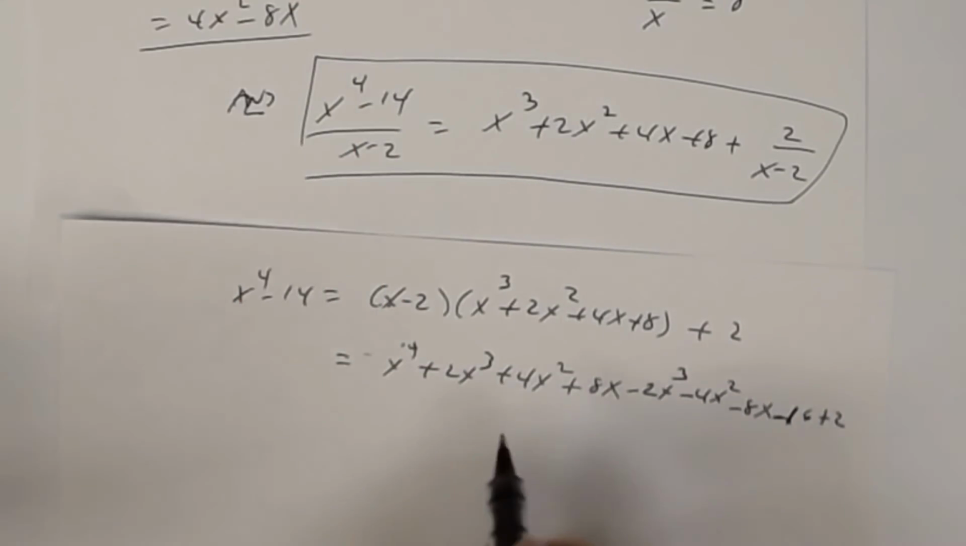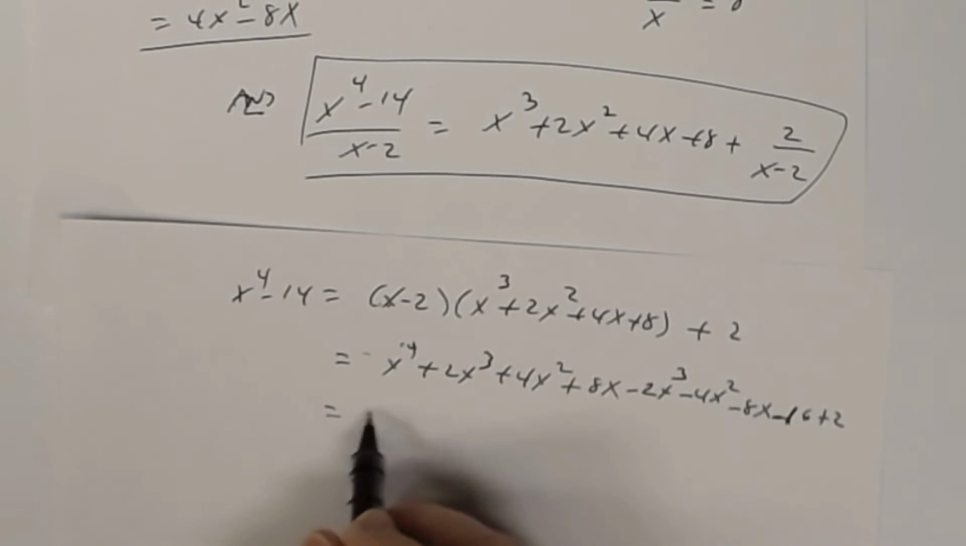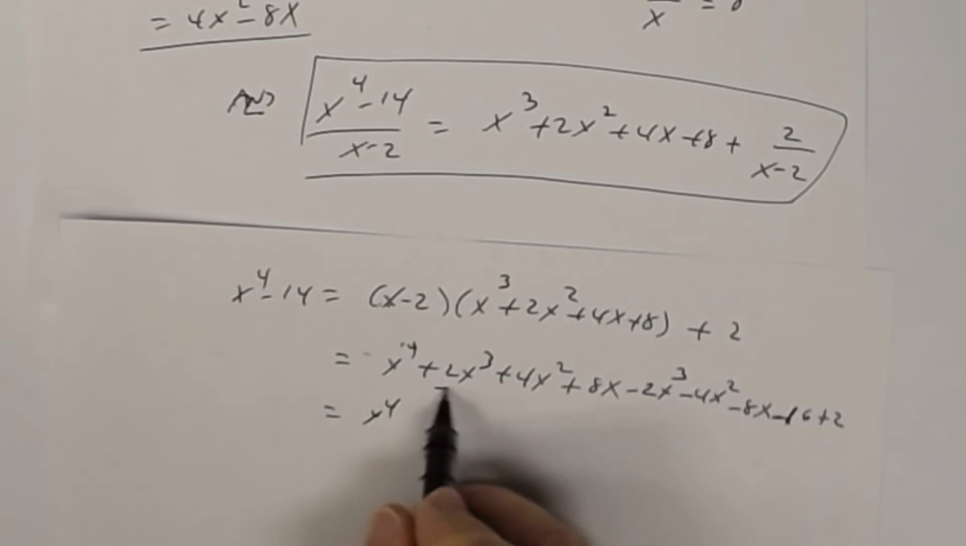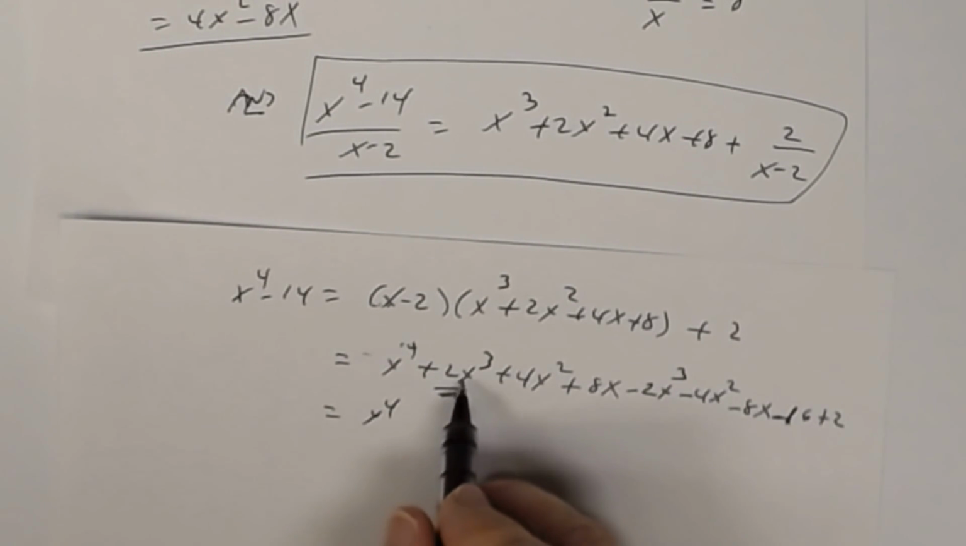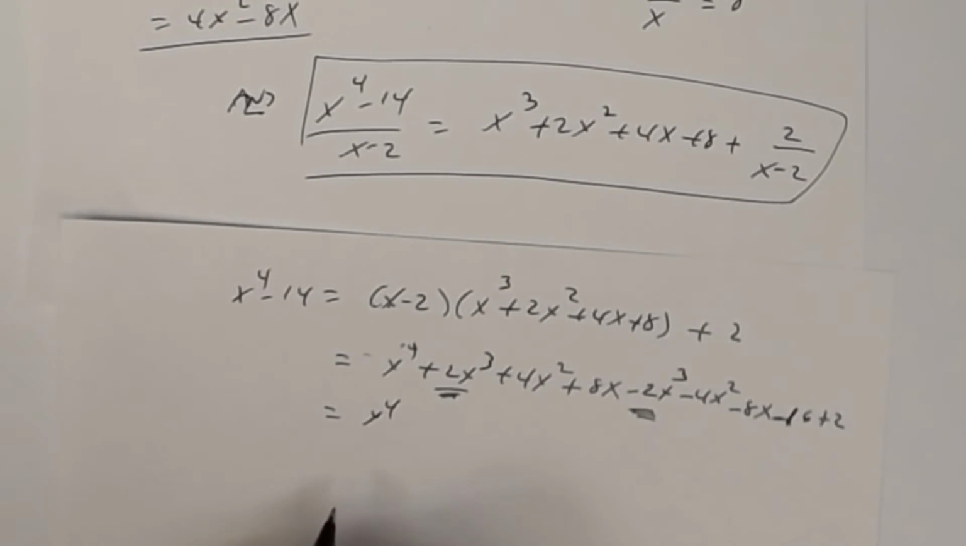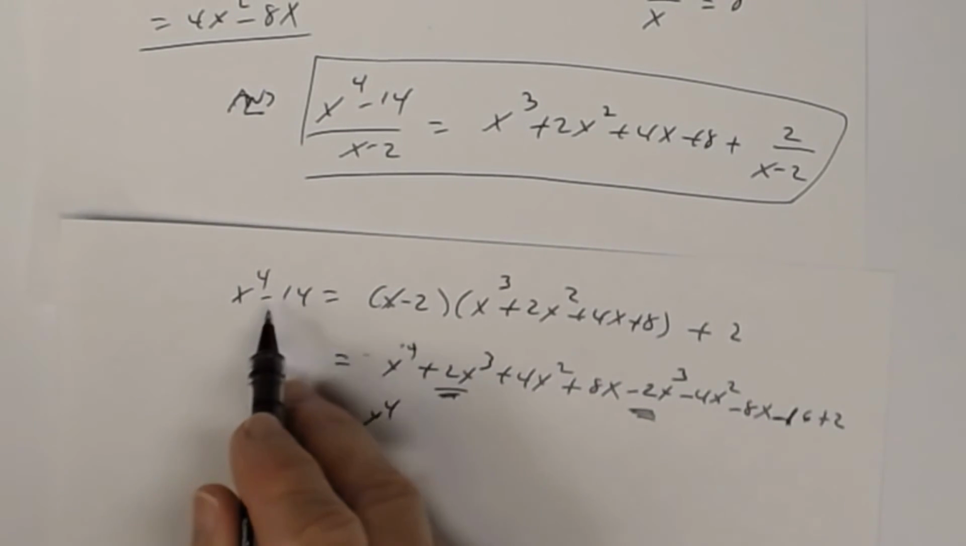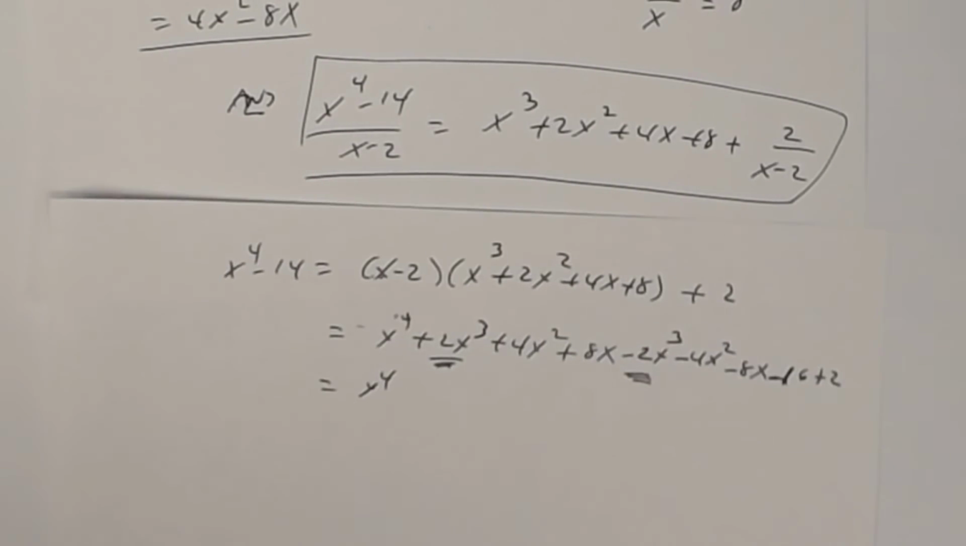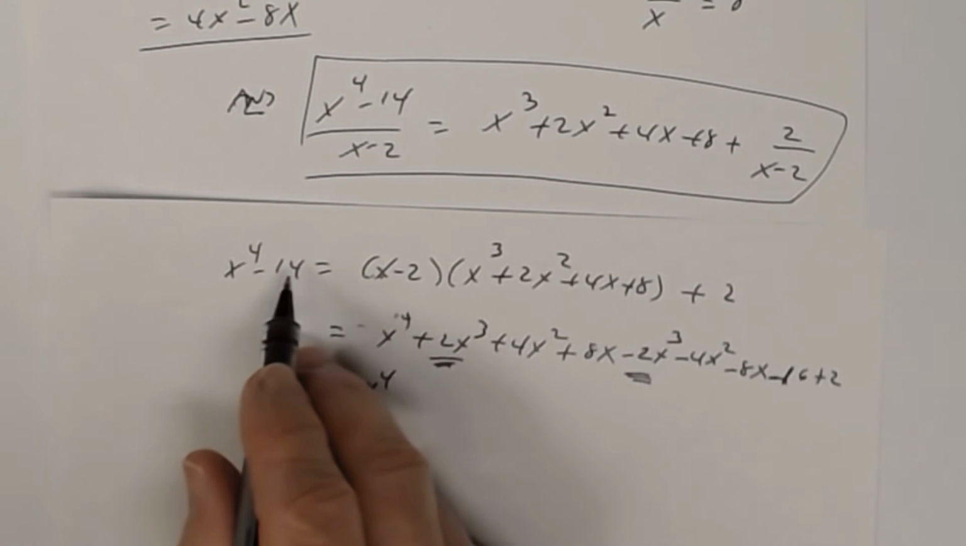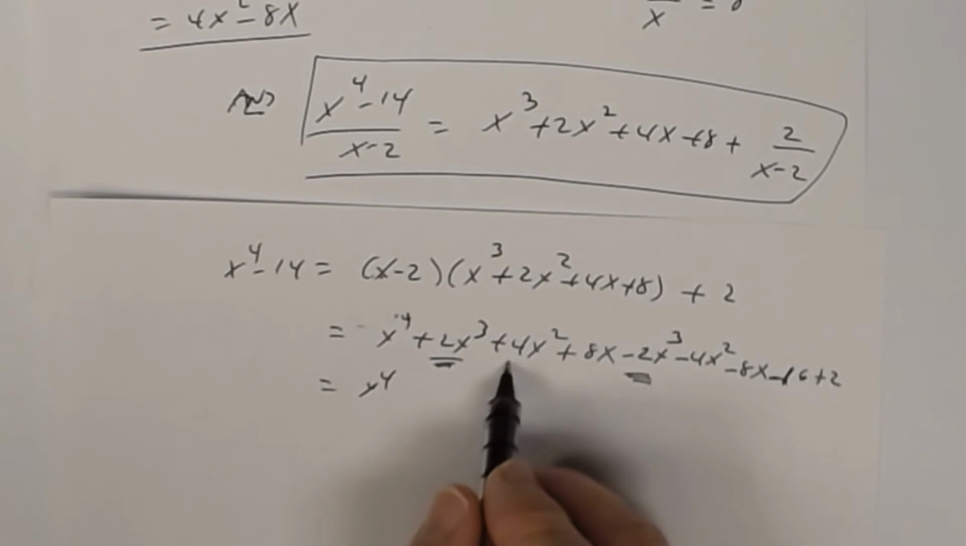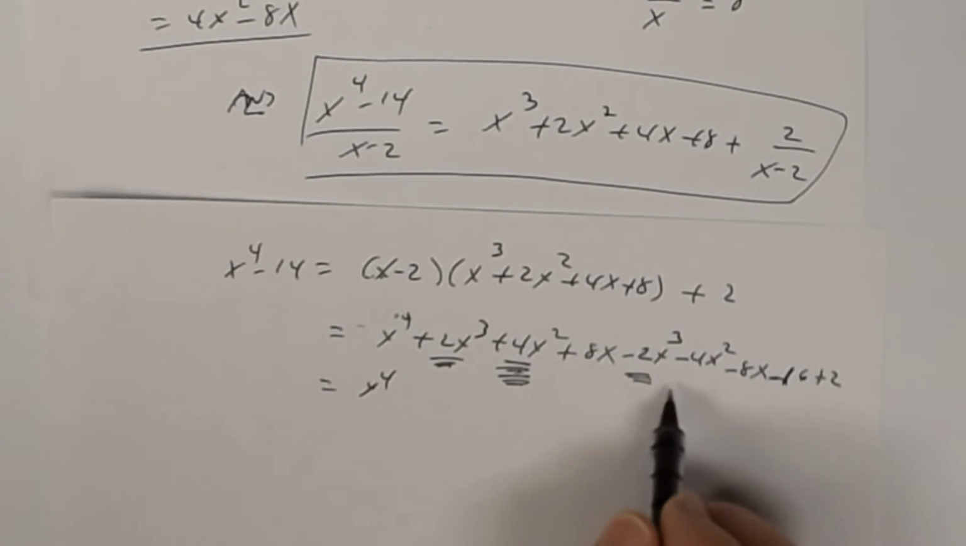Now let's combine like terms. I have x to the fourth. Now I want you to notice 2x cubed and a negative 2x cubed, that's 0, right? See, you don't have any x cubed terms. Y'all agree? Okay. You don't see any x squareds either, right? So those better cancel out.